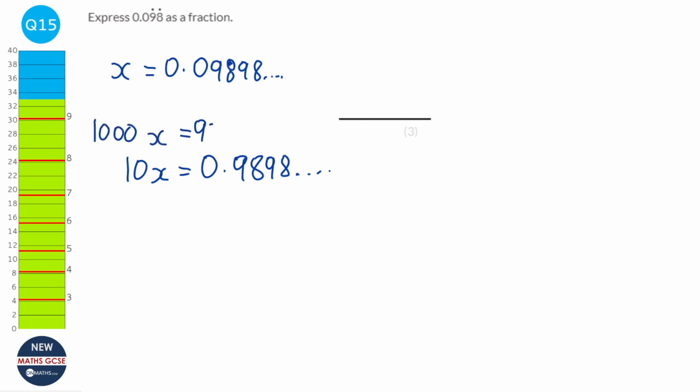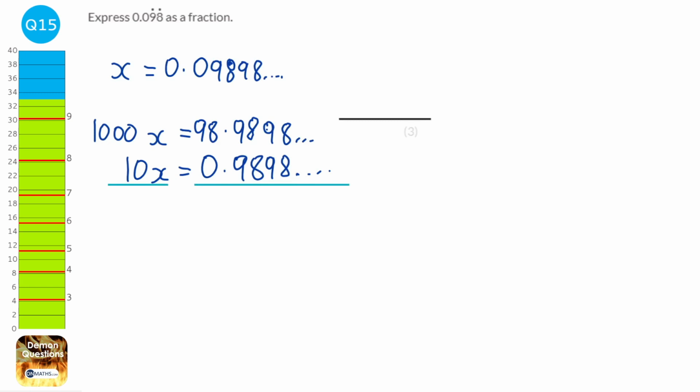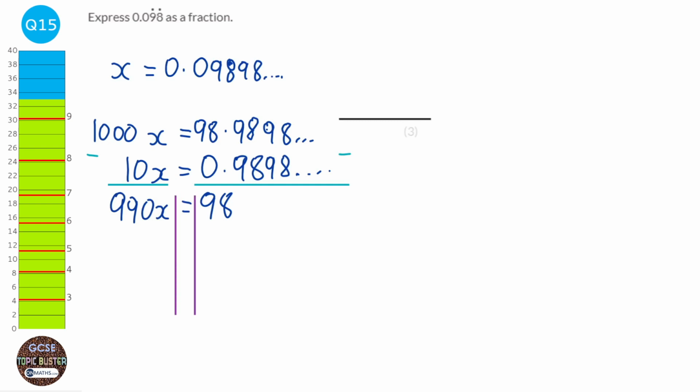And that will give us 98.9898... And we can see here, if we subtract these now, so we subtract the left and the right hand side. On the left hand side, 1000x take away 10x would be 990x. And on the right hand side, we're actually just going to get rid of the repeating pattern, so that would just equal 98. And then we want to solve, so we're going to divide both sides by 990.